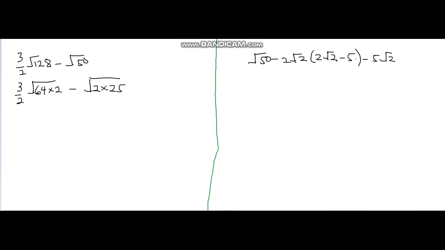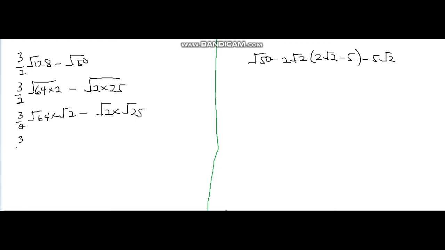Now I can split this one. That's the 64 times 2, and also 2 times 25. I can split it, right? So I'm going to get 3/2 square root of 64 times square root of 2 minus square root of 2 times square root of 25. Now with the square root of 64, I can do something to it. Two numbers that will multiply by themselves to get 64. And that is 8. So I'll use that 8 in place. So square root of 64 gives us 8. You can check on your calculator.